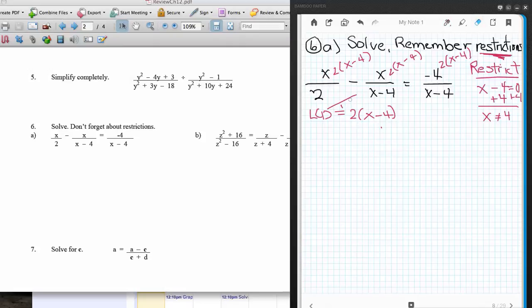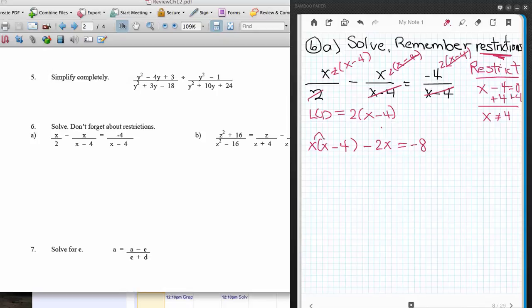And I had gotten to the point where I was going to multiply every single term by my 2 times x minus 4. And now I'm going to cancel. I do not multiply out, I cancel. So that one goes with that one, and that leaves me with x times x minus 4. And then in my next one, I get to cancel the x minus 4's. So that leaves me with minus 2 times x. Then that equals, the x minus 4's cancel, and that leaves me with negative 4 times 2, which is negative 8.